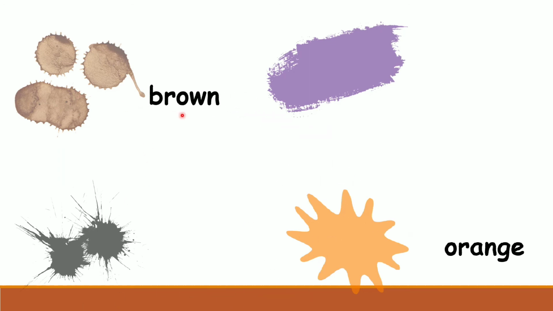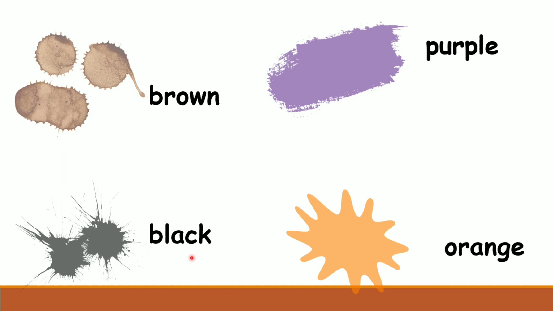Then we have brown. This right here is brown. Usually when you look at soil, some types of soil are brown. And this right here is purple. Do you love purple? Well, I love the color purple. There are flowers that are purple in color. They look so beautiful. And lastly, we have black.